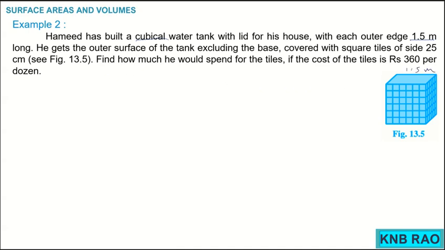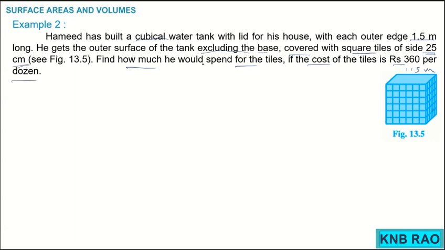He gets the outer surface of the tank, excluding the base, because the base is on the ground, covered with square tiles. You could see here square tiles are covered over them, and the square tiles are of side 25 centimeters as shown in the figure. Find how much he would spend for the tiles if the cost of the tiles is 360 rupees per dozen.